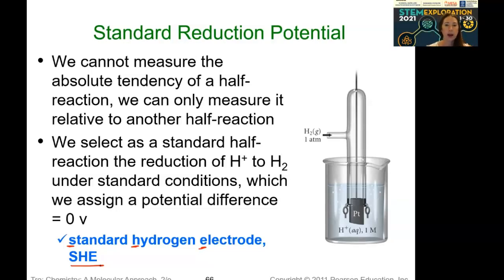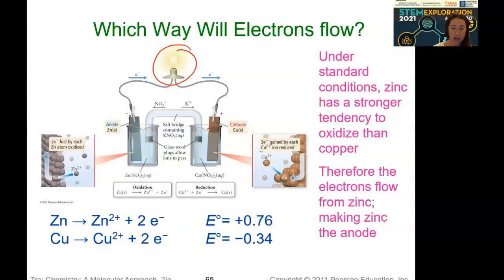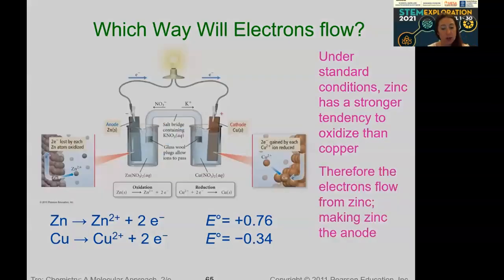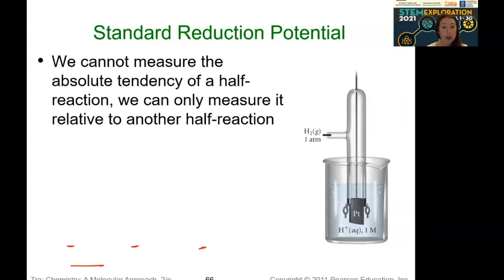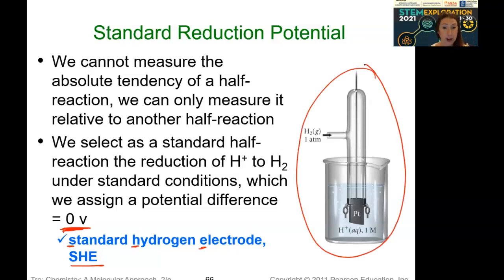So when we have an electrode, we can't measure it individually. What we can measure is the difference between the two, right? So what we did with the SHE is we arbitrarily assigned the potential difference of the SHE as 0. And then we hooked up all of the reactions. We made our voltaic cell with a SHE on one side and then got the reduction potentials.